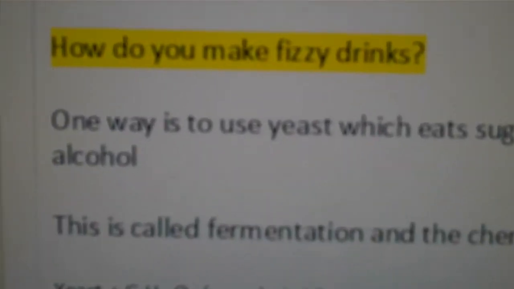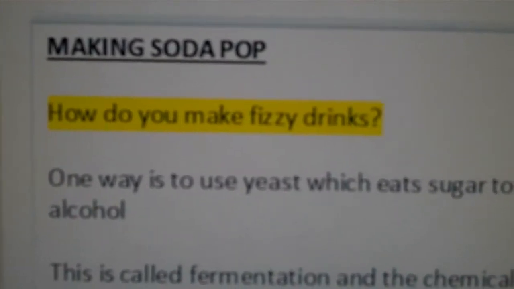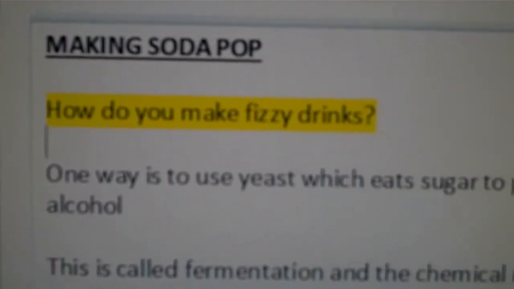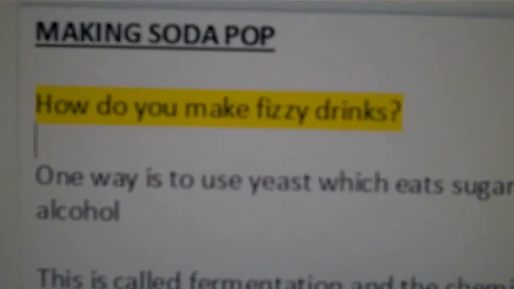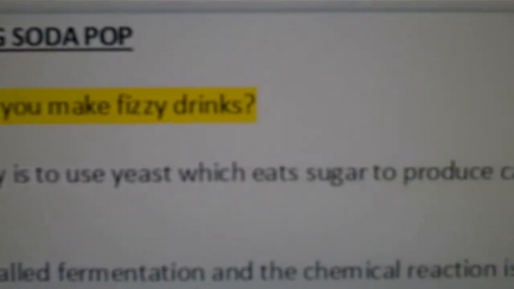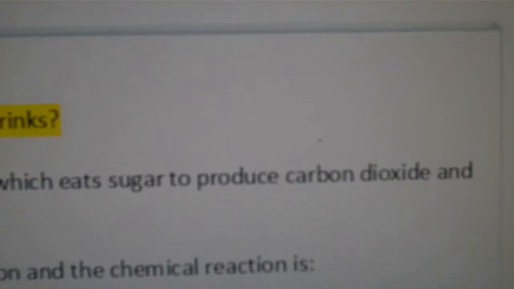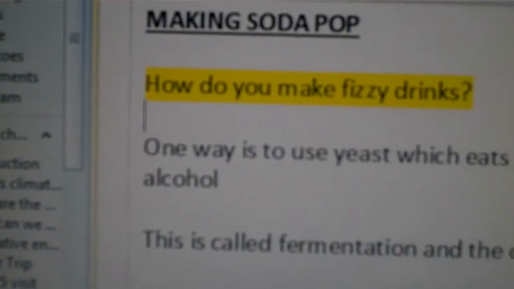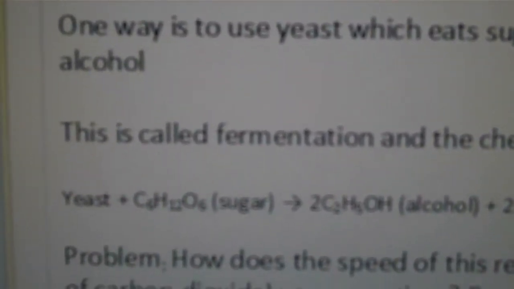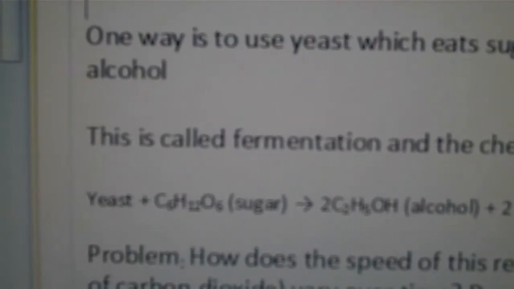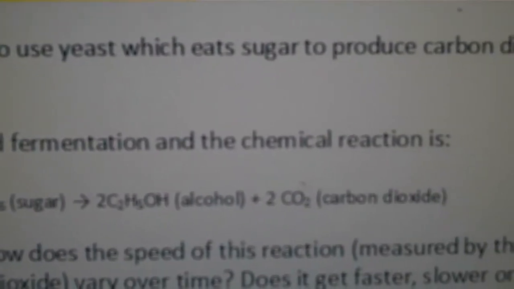make soda. Okay, now when we make bread, we can add sugar to the flour, but we don't need to. The yeast will eat the sugar or the flour to produce carbon dioxide. But when we're going to make our fizzy drinks, we're going to have the yeast eating sugar. So the yeast is going to munch on the sugar, and the waste products are going to be carbon dioxide, plus also alcohol. This is called fermentation, and this is the chemical reaction. So yeast plus sugar, which has carbon, hydrogen, oxygen in it, is going to spit out alcohol and carbon dioxide.